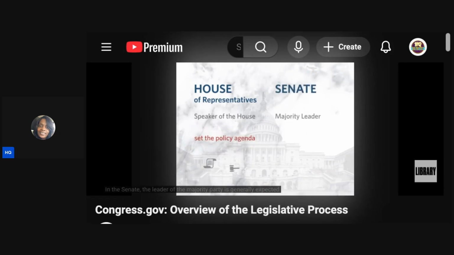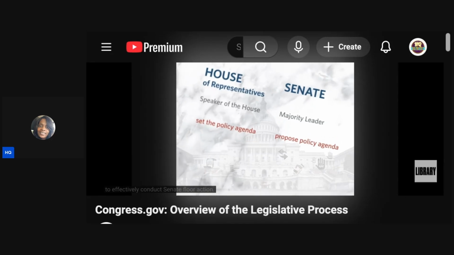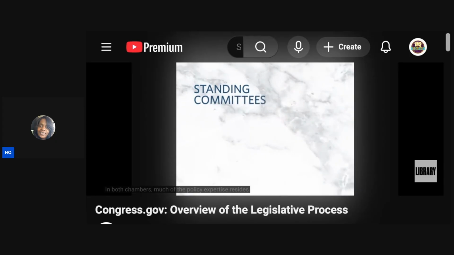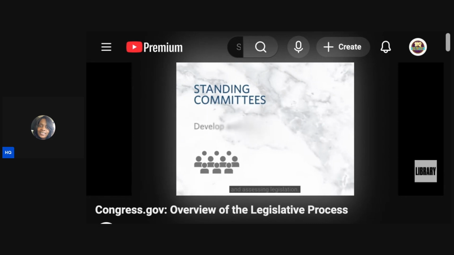In the Senate, the leader of the majority party is generally expected to propose items for consideration, but formal tools that allow a numerical majority to take action are few. Instead, majority party leaders typically must negotiate with minority party leaders and often all senators to effectively conduct Senate floor action. In both chambers, much of the policy expertise resides in the standing committees, panels of members from both parties that typically take the lead in developing and assessing legislation.